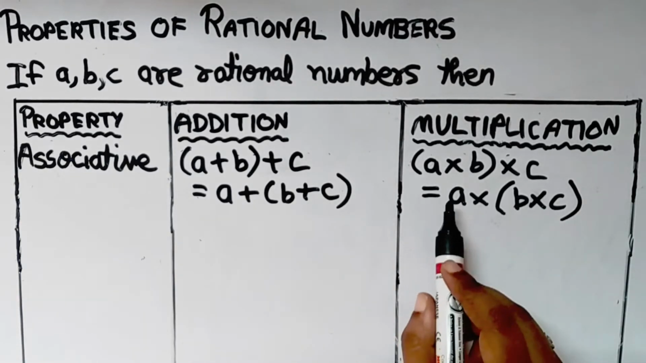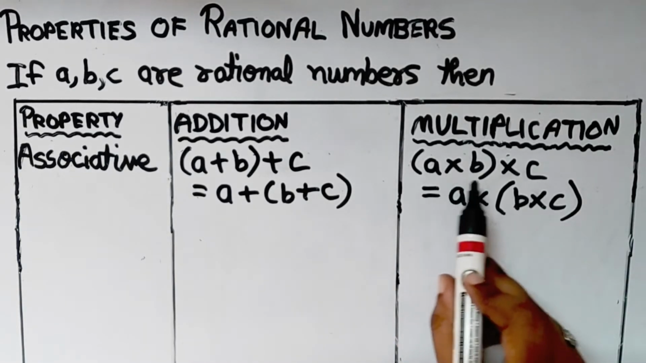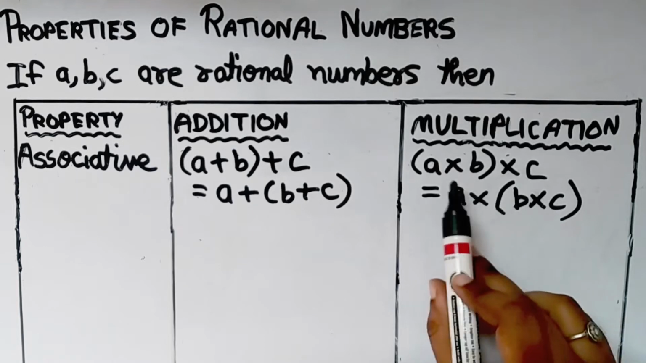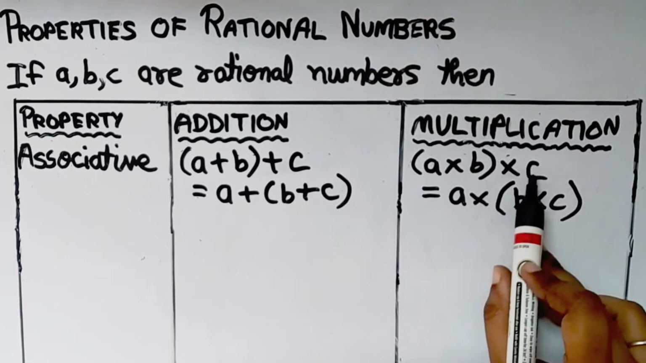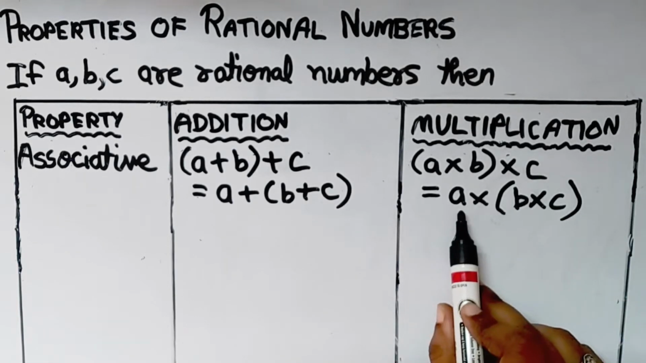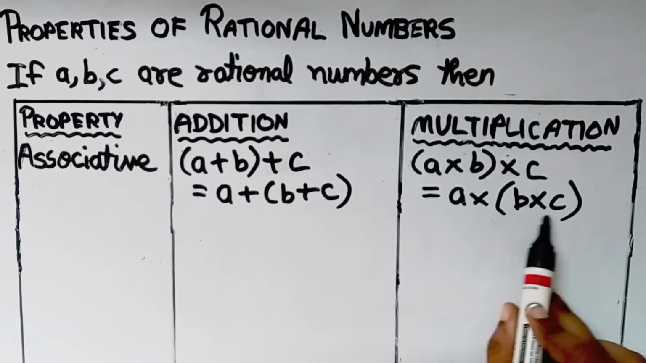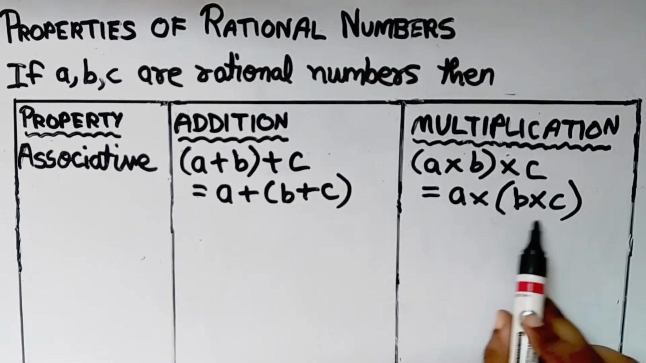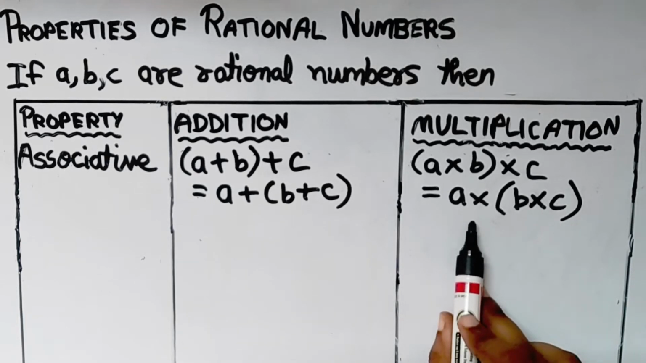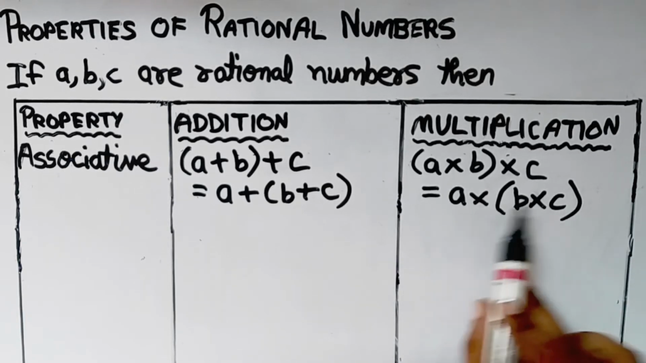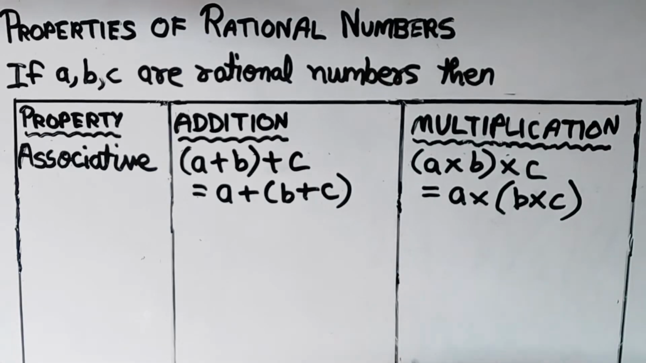For multiplication, inside the bracket we have A into B, outside the bracket into C, which will be equal to A into, inside the bracket, B into C. So if we multiply A into B first, or if we multiply B into C first, in any order you multiply, the answer will be the same. Now we will see this with examples.